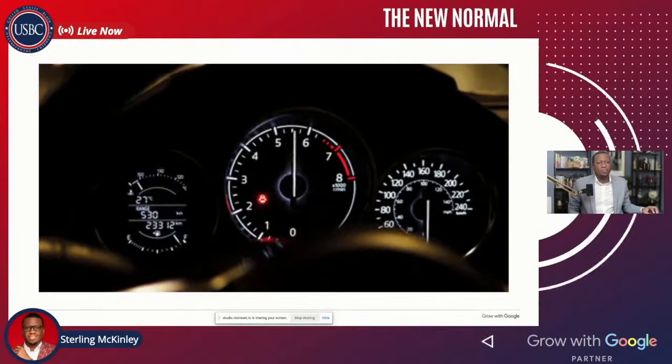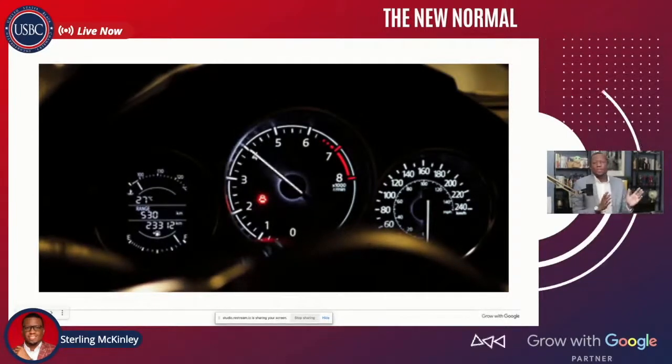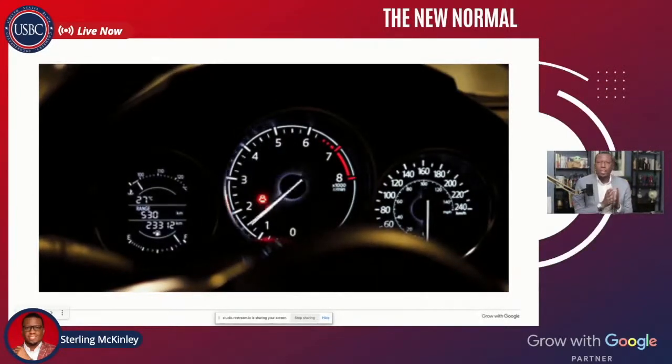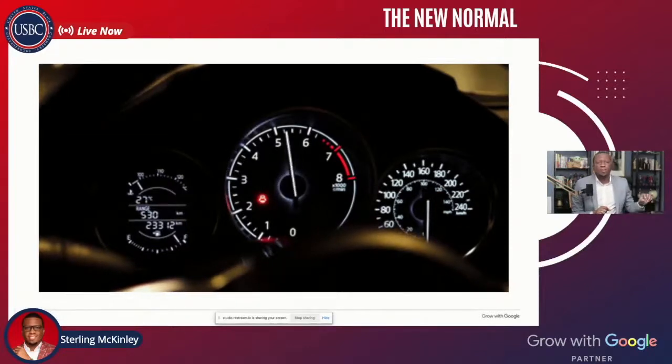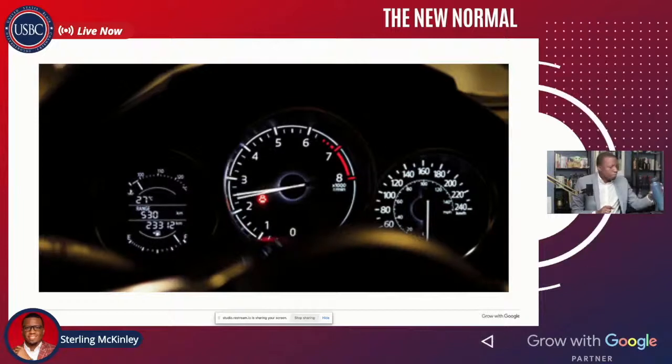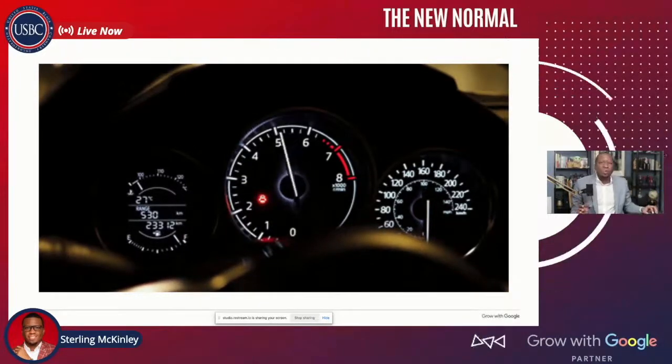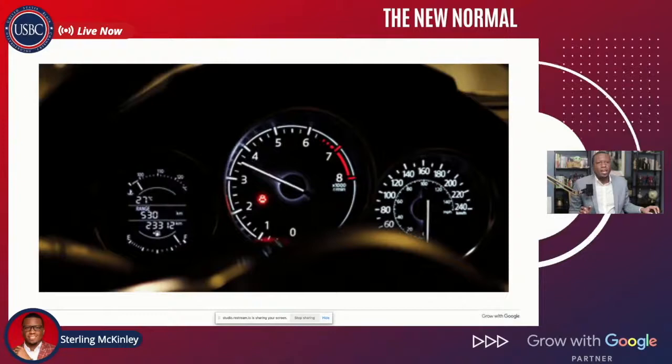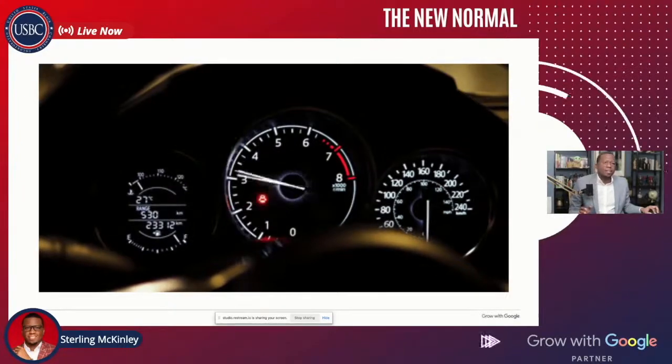So in many ways, I liken analytics to a dashboard. This is a dashboard on a car. And think about how frustrating driving would be if you didn't know how fast or how slow you were going, how much gas you had left. It would be frustrating. And I believe a lot of business owners right now in digital marketing are operating that way. They're driving a car with no dashboard.